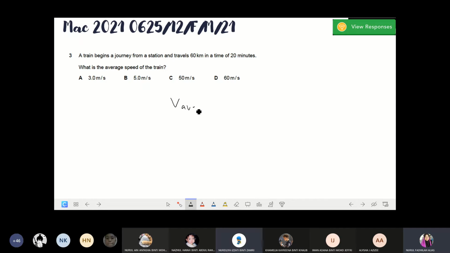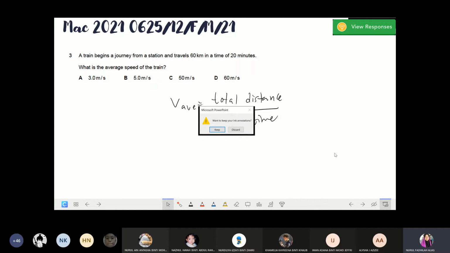Distance over time. Okay, distance tu distance apa? Total? Total distance over total time. So you know both of them. So sepatutnya senang sajalah yang ni. Okay, now.